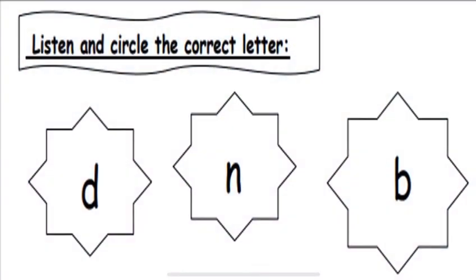Now, listen and circle the correct letter. D, n, b. We want to circle the correct word. What is it? Yeah, this is N. The correct word here, N. So we are going to circle N. The sound, D, N, B. Okay, this is letter N.